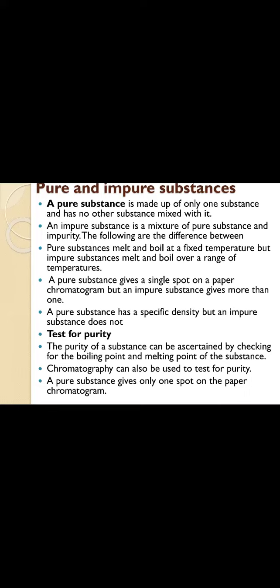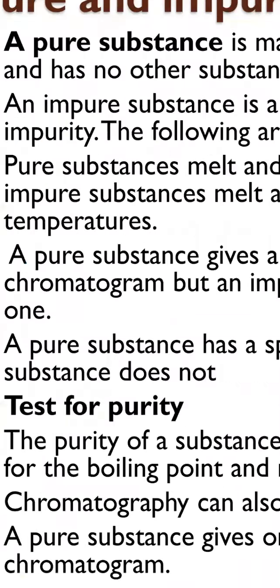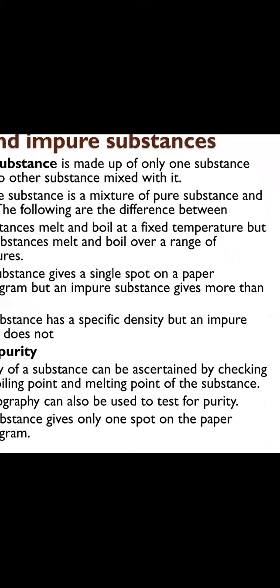But impure substances are those substances that contain a mixture of a pure substance and impurity. An example is salt and water. If you have salt and water as a mixture, it becomes an impure substance because we have two different substances in it. Water can be the pure substance and salt can be the impurity, or salt can be the pure substance and water the impurity. So that is it about pure and impure substances.